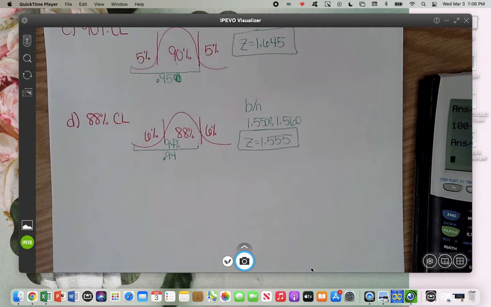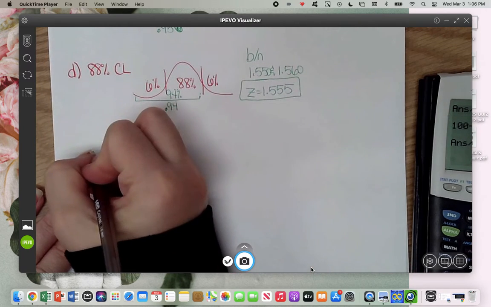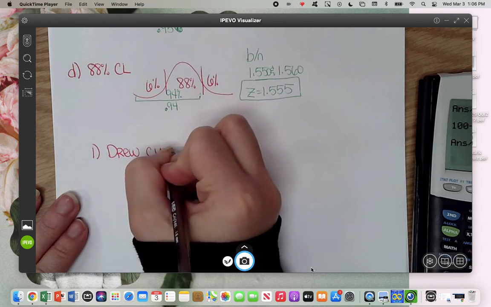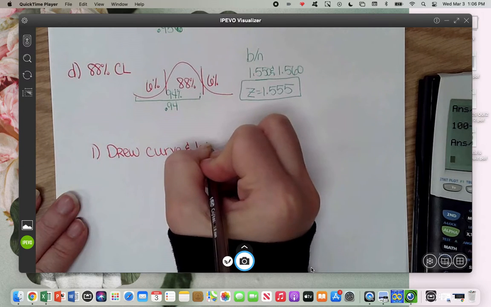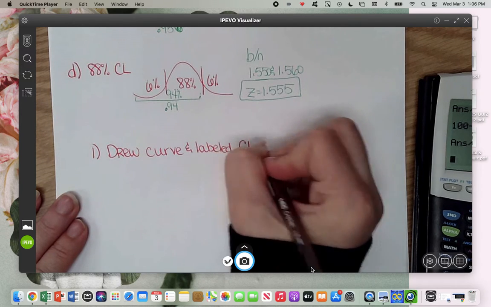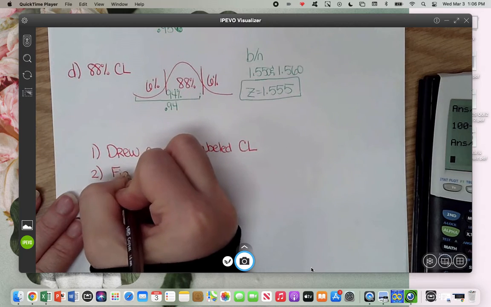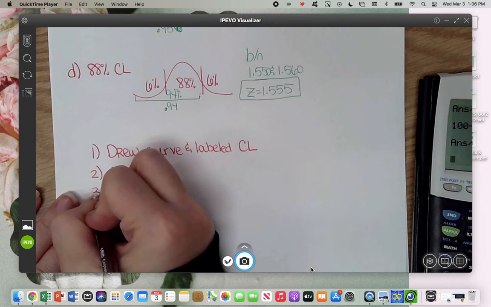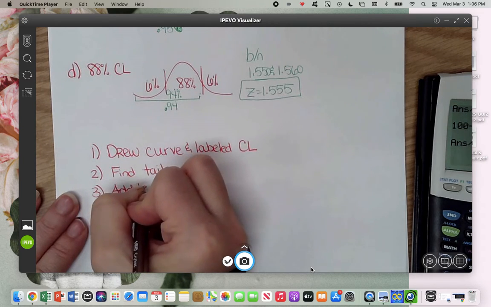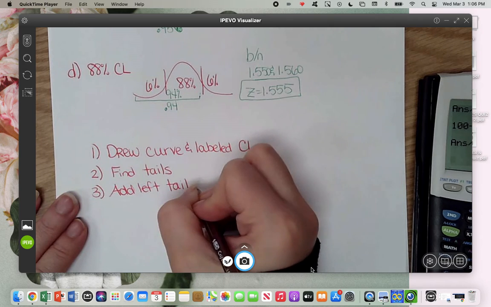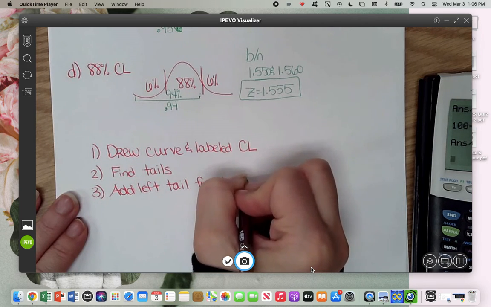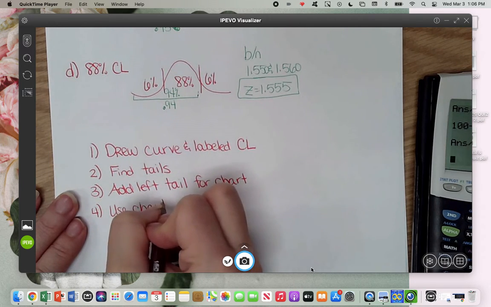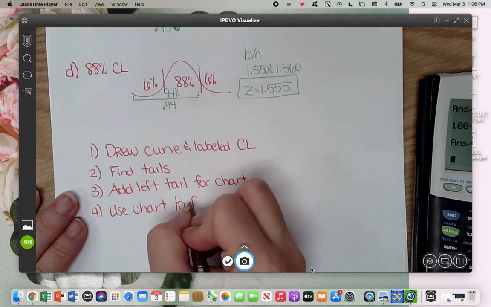So what we did here is we drew our curve and we labeled our confidence level. All right, so then we find the tails, and then you add the left tail for the chart. And then you use the chart to find your z-score.